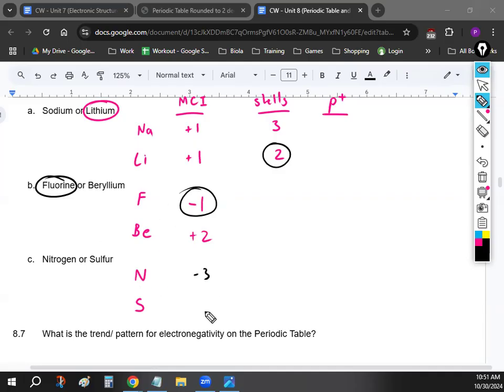Nitrogen, MCI is -3. Sulfur is -2. They both want to gain. And so we're going to go to the next criteria. Nitrogen is going to have 2 shells. Sulfur is going to have 3 shells. And so we're going to go with the one that has less shells, which is nitrogen. Okay. So F and N.